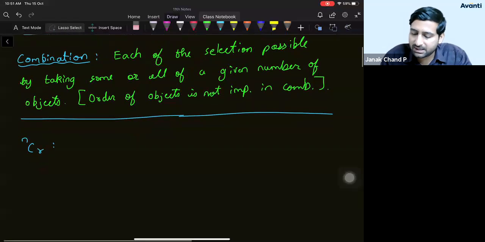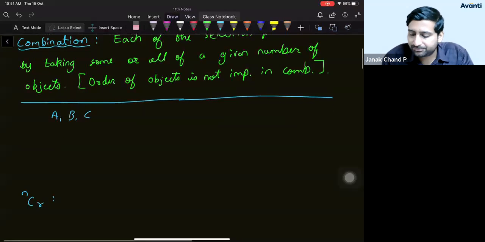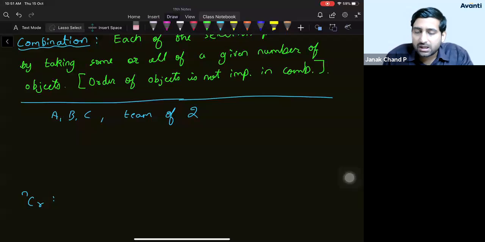Okay. So as a simple example, if I have three objects A, B, C, then what is meant by a combination? Let us say, students, I want to form a team of two. Let us say I want a team of two people. So in how many ways can I pick two people, students? I can pick A and B, option number 1.